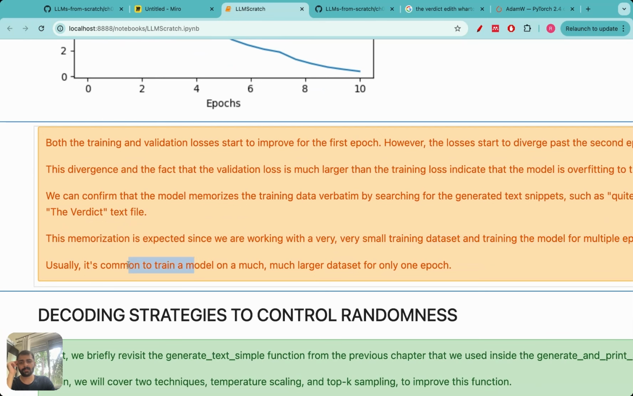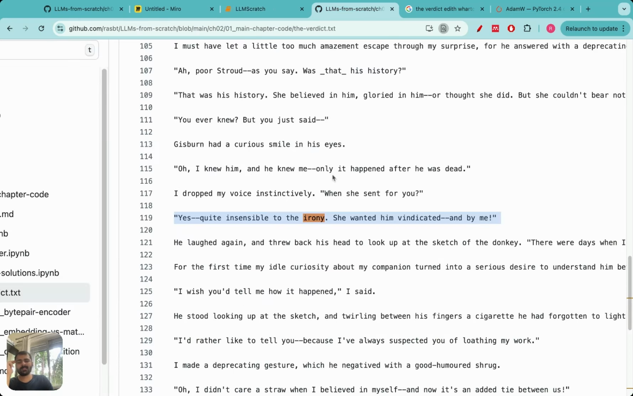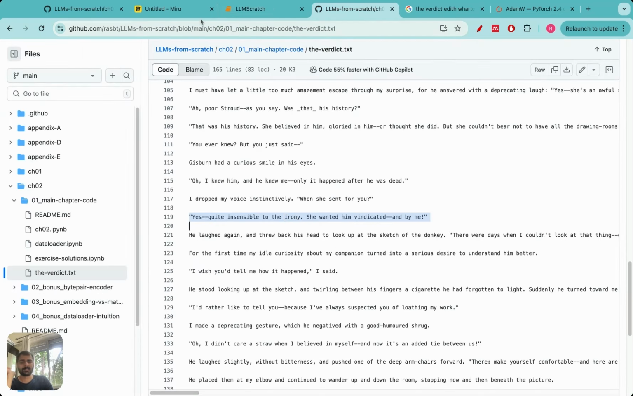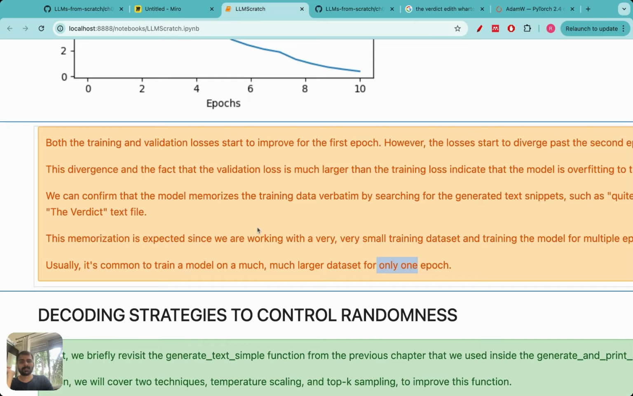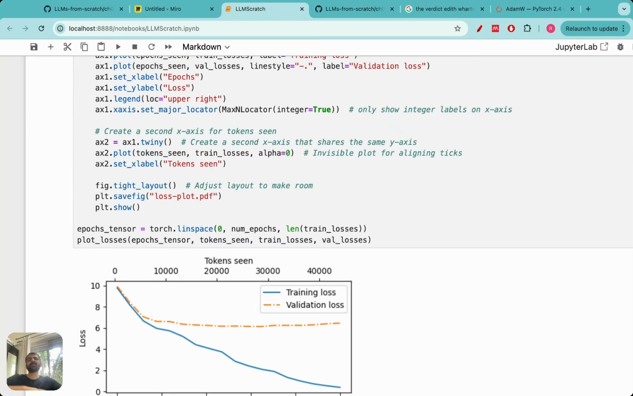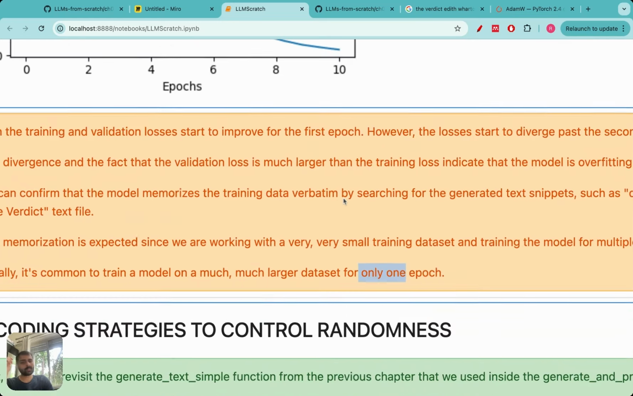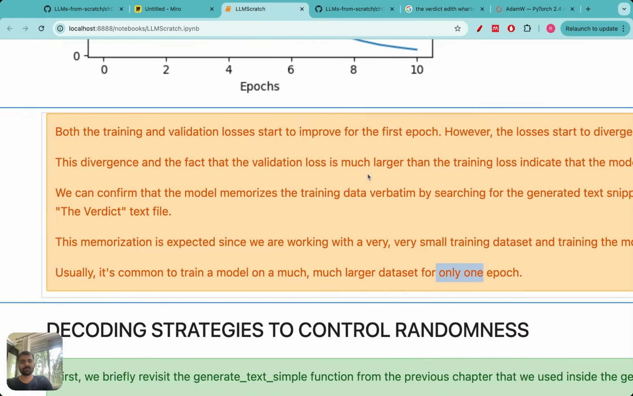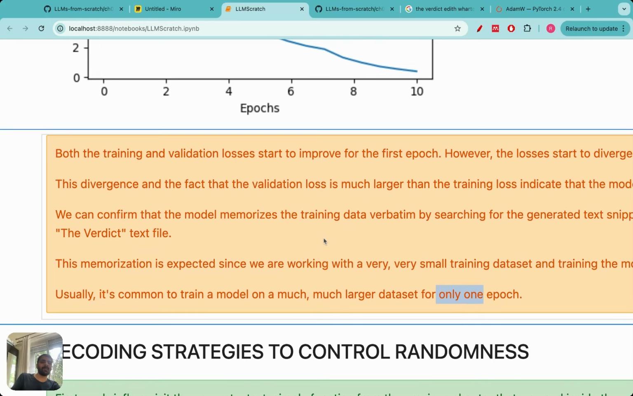Usually it's common to train the model on a much, much larger data set for only one epoch. In real life practice, the data set which is used is huge. We are using a data set which is quite small. This data set only has 5,000 tokens and 20,000 characters. Usually people train such a model, this large language model, on an extremely large data set which consists of millions of tokens. And at that time the model does not overfit too much because the data itself has so much variability. In our case the model is overfitting because the data itself is small, so it gets away by memorizing pieces of data.